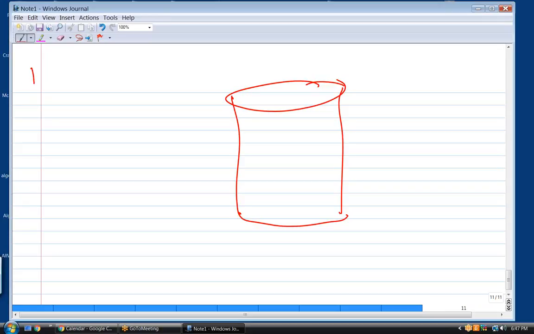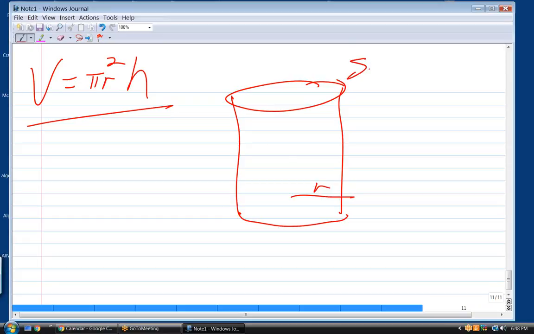Well, volume is pretty easy. For a right cylinder, volume is the area of the base, pi r squared, times the height. That's the function I want to maximize. Okay? Surface area is equal to what? I don't remember. Well, it's a little hard.